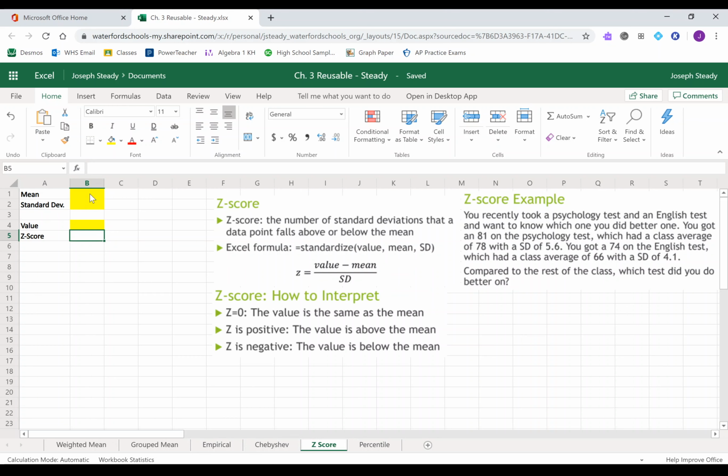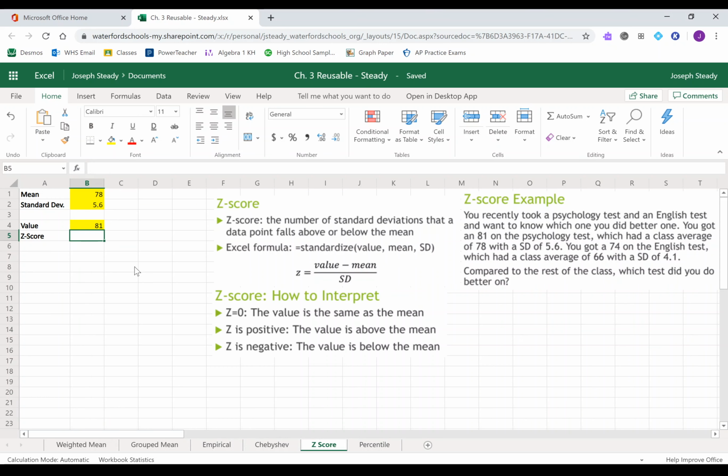So let's put some numbers in here from our example so that we can see the formula working in action. In our example here, we take a psychology test and an English test, and we want to know which one I did better on compared to the rest of the class. Let's first look at the psychology test. I got an 81 on the psychology test, which had a class average of 78, so that's my mean, 78, and a standard deviation of 5.6. The value was 81, so that's my specific data point.